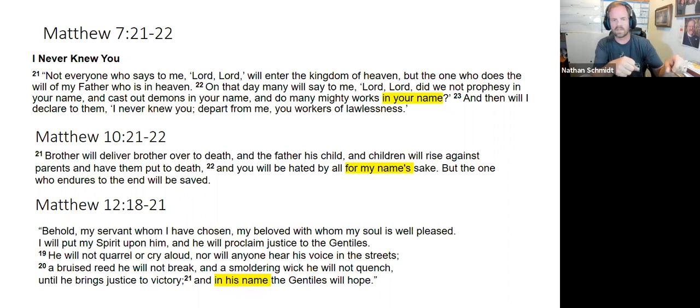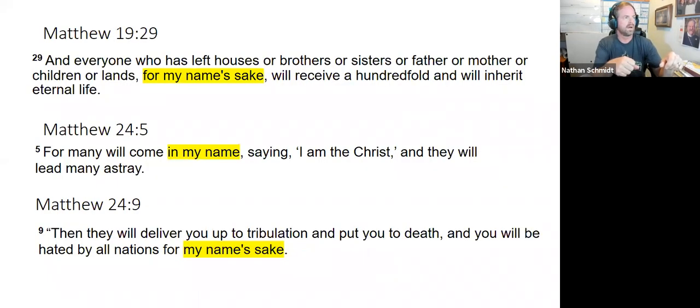If we go to the next slide, I think I've looked at some more of these. This is Matthew 19: whoever has left house, brother, sister, for my name's sake will receive a hundredfold and will inherit eternal life. So this is something positive, again, in the namesake of Jesus. For many will come in my name saying, I am the Christ, and they will lead many astray. So now the in my name is not being used in a very positive sense. Obviously, it's causing sin by others being led astray.